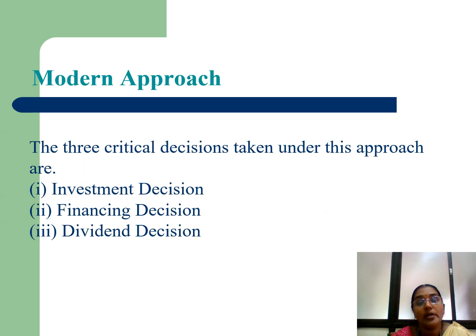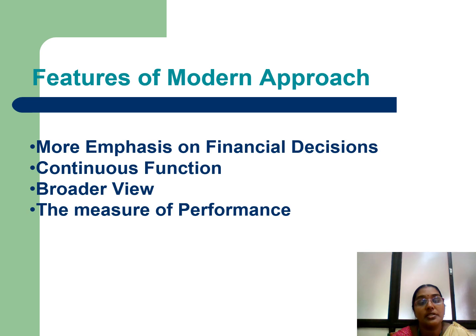And in the modern approach, there are three critical decisions taken: investment decisions, financing decisions and dividend decisions. Investment decisions discuss how to invest the money the right way in your business. Financing decision means the allocation of financing, and dividend decisions mean the return of money based on a high rate of interest.